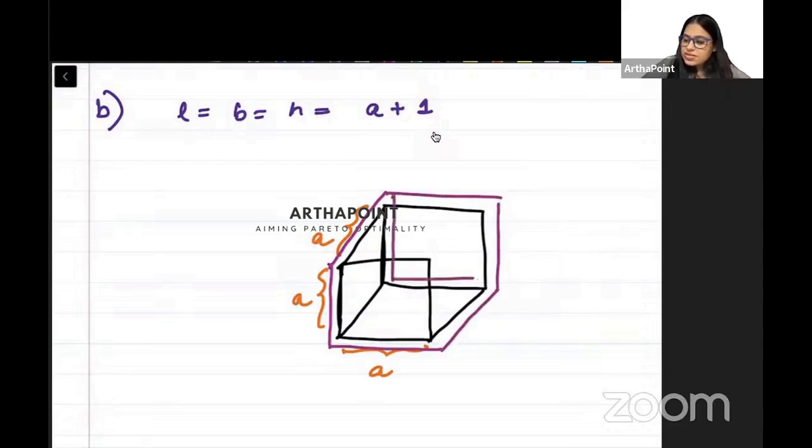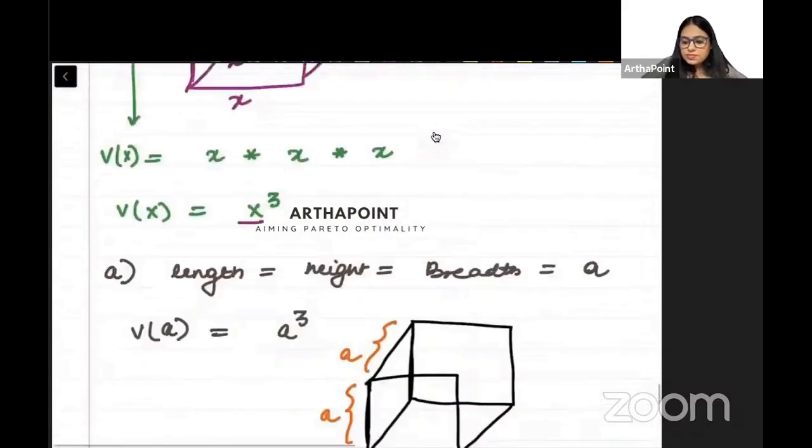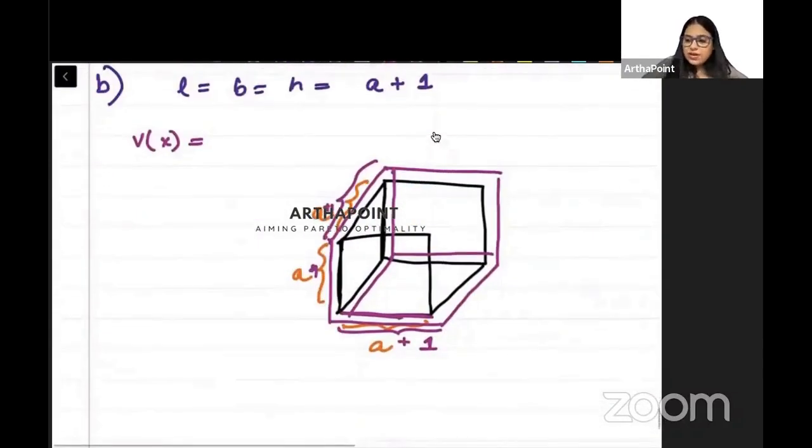Are you understanding this thing? Each of them. So instead of this, ये a था. Now the bigger one is a plus 1. This is a plus 1. This is a plus 1. Length, breadth, height, तीनों ही a plus 1. Okay, all three have increased by 1. So what will be volume beta now? Instead of x, I will put a plus 1. Length is also a plus 1. Breadth is also a plus 1. And height is also a plus 1.